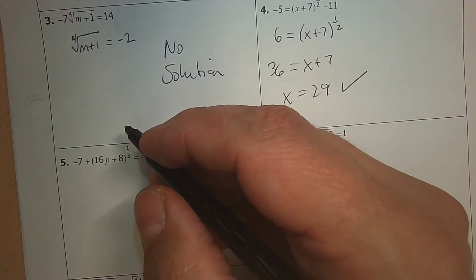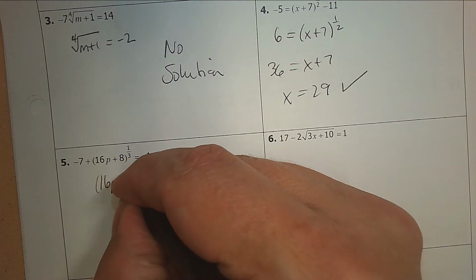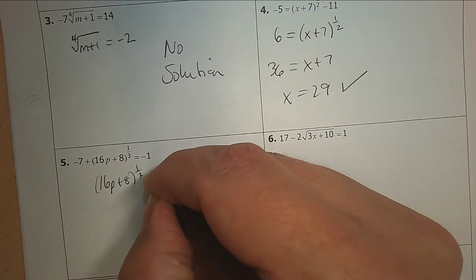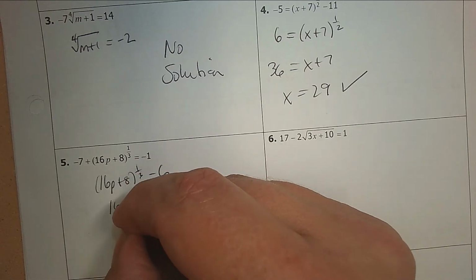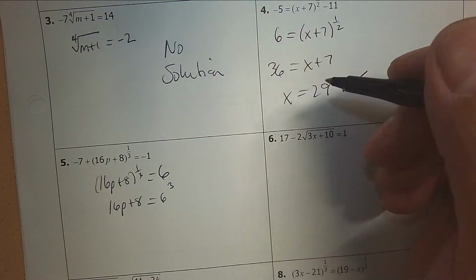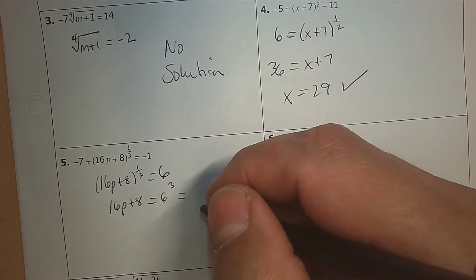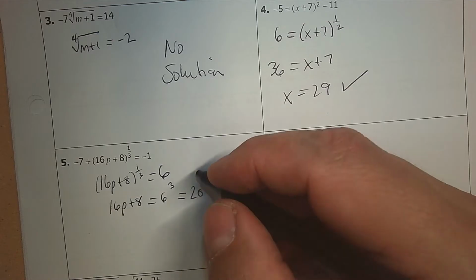Number 5, recognize we have a cube root, and so all answers are good, positive and negative. So there's no extraneous for a cube root. So we're going to add 7. That's going to give me 6. And then I'm going to cube both sides. So this will be 6 cubed to undo it. And that answer, 6 times 6 times 6 is 208. No, 216.